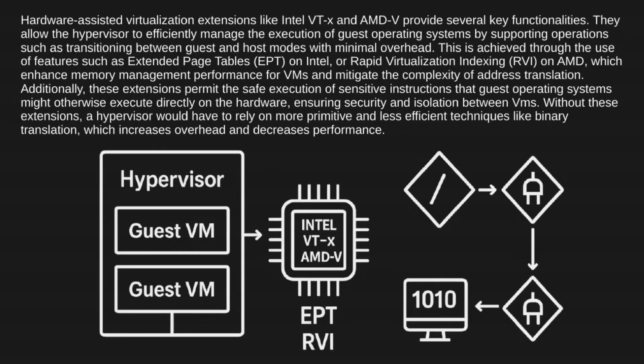Hardware-assisted virtualization extensions like Intel VT-x and AMD-V provide several key functionalities. They allow the hypervisor to efficiently manage the execution of guest operating systems by supporting operations such as transitioning between guest and host modes with minimal overhead. This is achieved through the use of features such as extended page tables, EPT, on Intel, or rapid virtualization indexing, RVI, on AMD, which enhance memory management performance for VMs and mitigate the complexity of address translation.